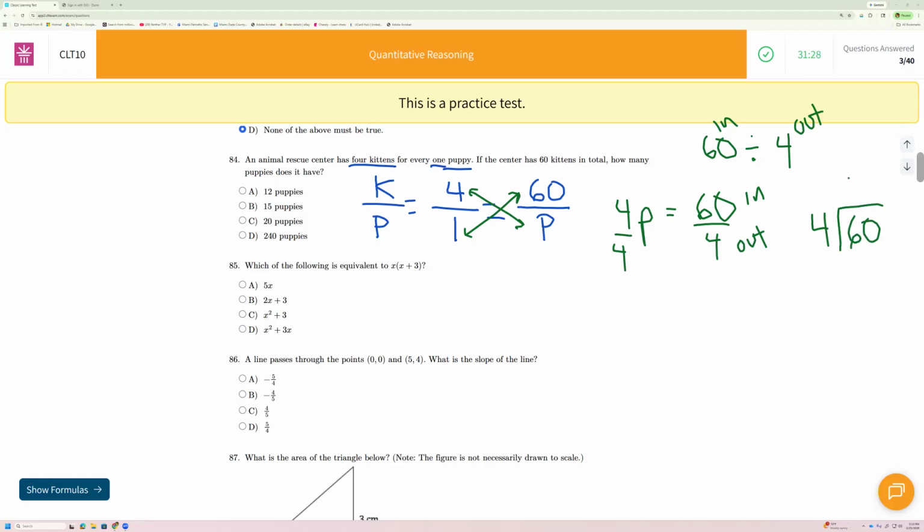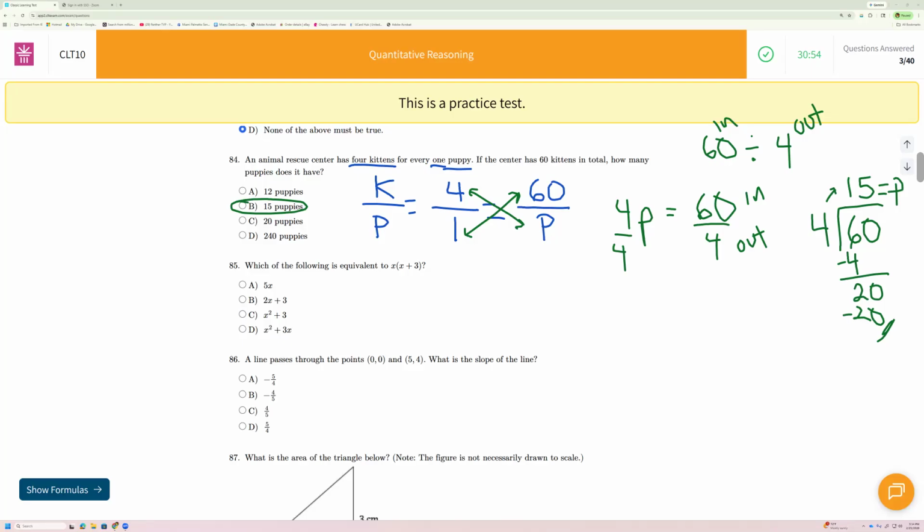4 fits into 6 one time. 4 times 1 is 4. I change the sign, I subtract, and I get 20. And 4 times 5 is 20. So the answer is 15. So do I have a 15? Yes, B. Choice B, 15 puppies. Actually, I'm not going to erase and mark the answer because it doesn't matter what I get in the practice test.